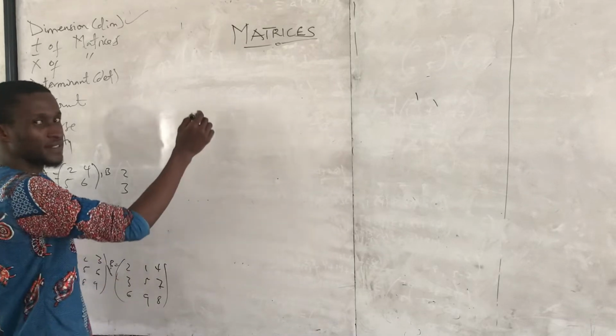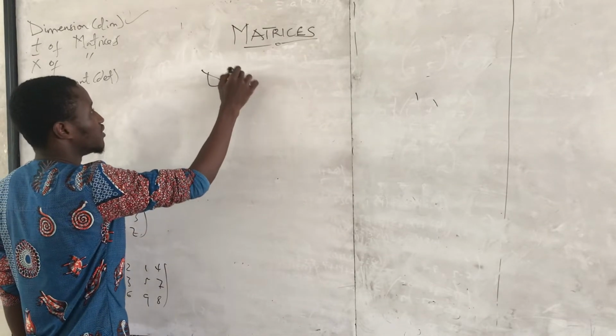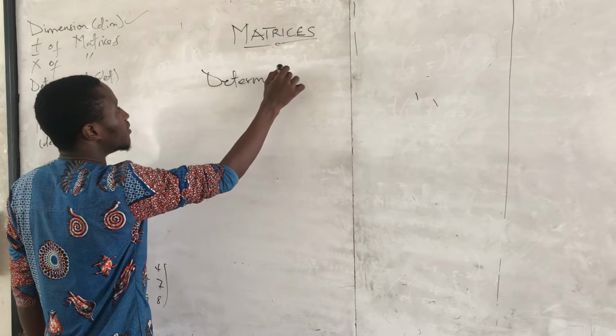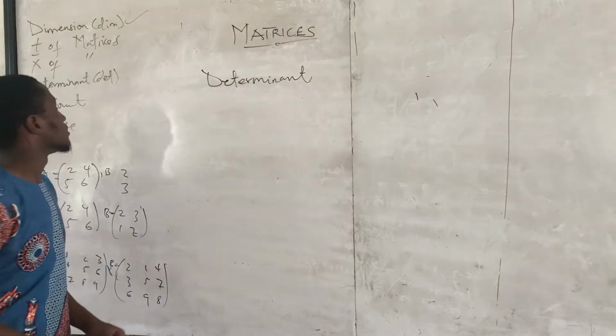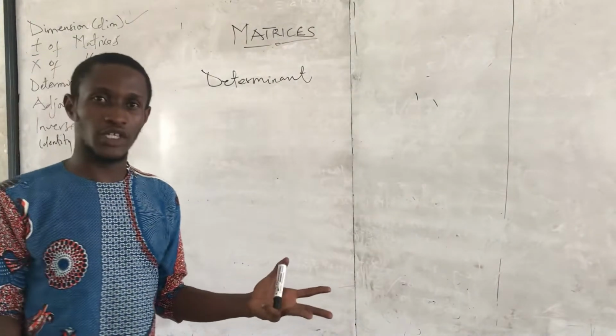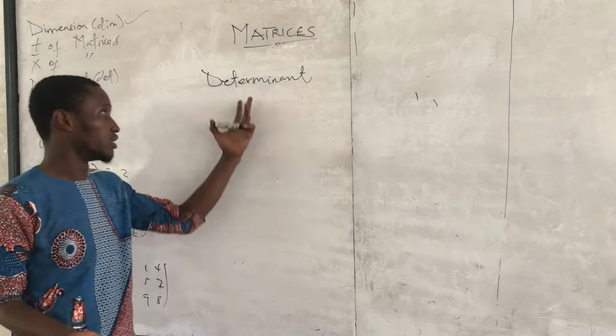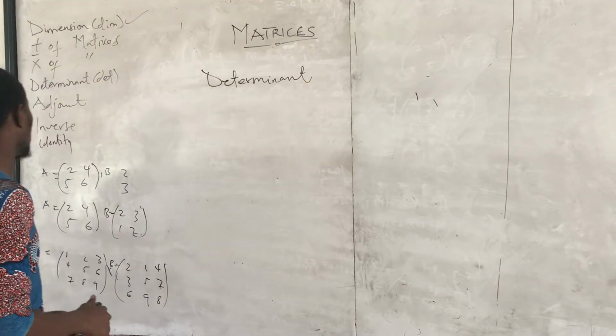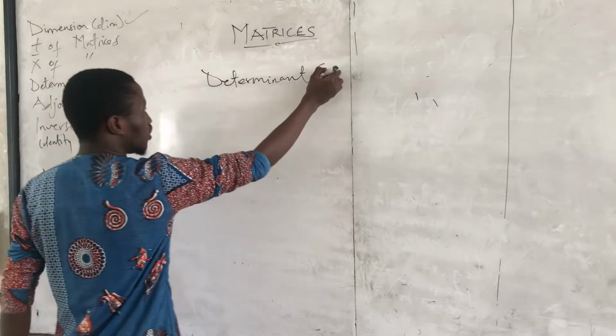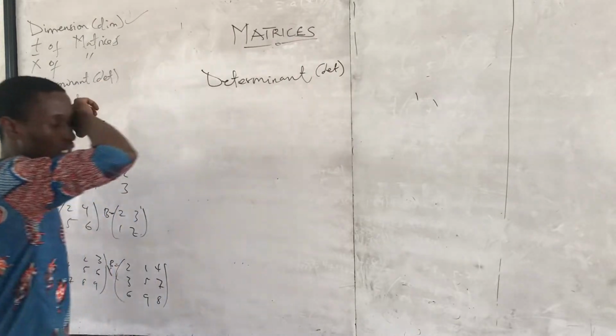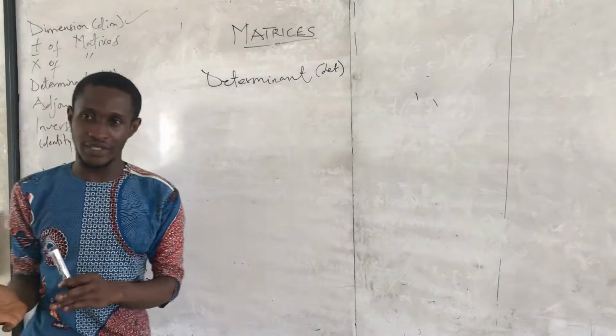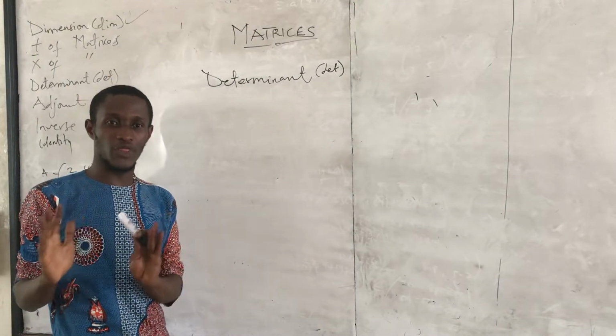So we are looking at the determinant of a matrix. We have looked at the dimension of a matrix, addition and subtraction of matrices, and multiplication of matrices. Now we have the determinant of a matrix. Normally, there are shortcuts, so we look at it for a 2 by 2 matrix and a 3 by 3 matrix.